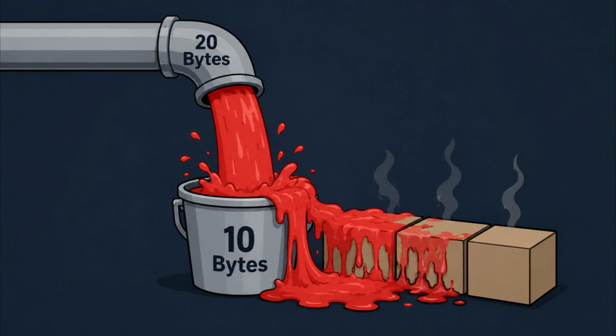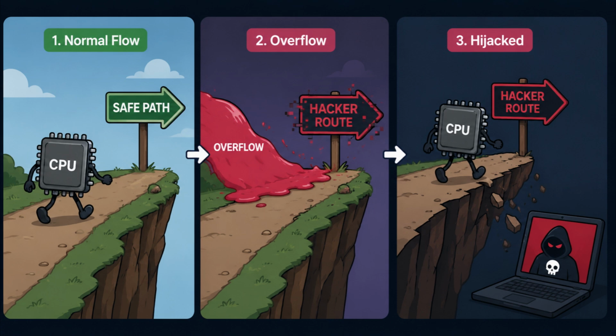But why is spilling data so dangerous? Because what if the box next door wasn't just random data? What if it is a return address, the exact instruction telling the CPU where to go next? By overflowing that particular buffer, an attacker can overwrite that instruction. Instead of the program returning to its normal job, it reads the attacker's fake address and jumps to the malicious code. You just hijack the execution flow, and you are the captain now. You can go wherever you want.